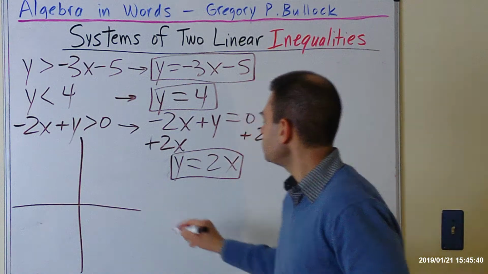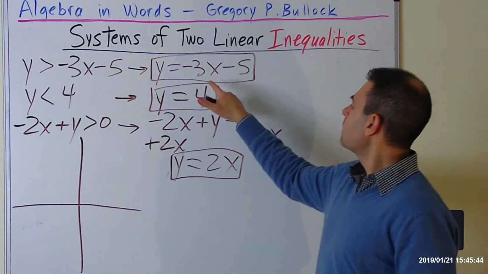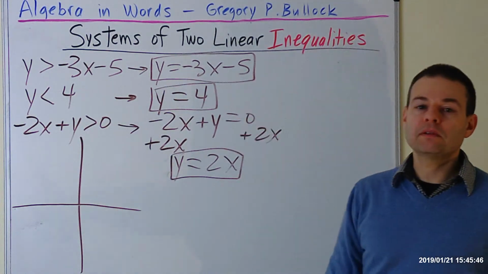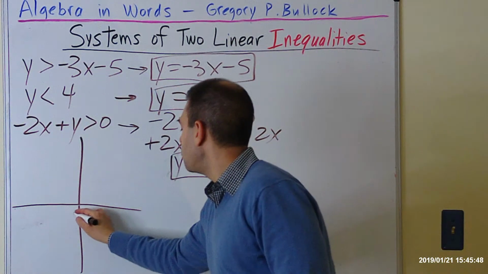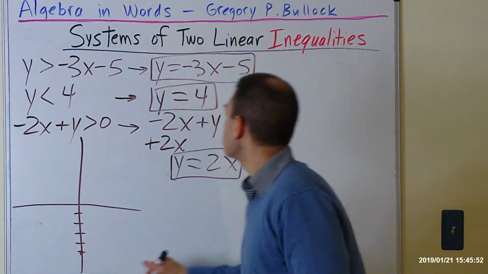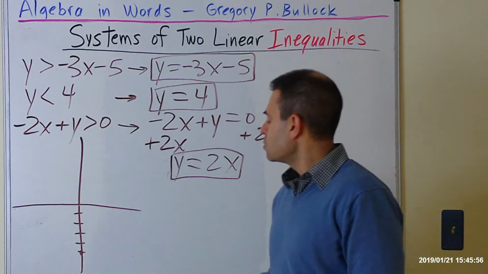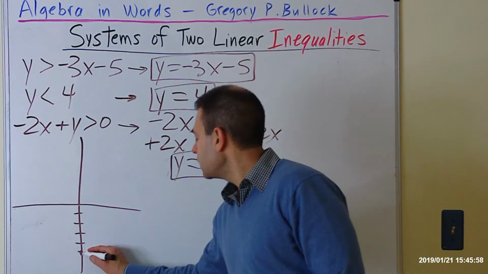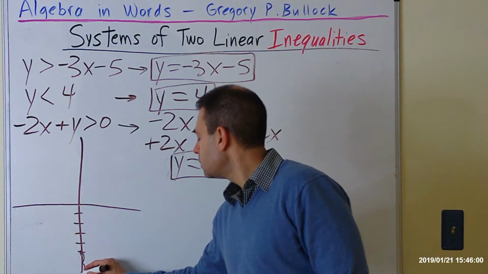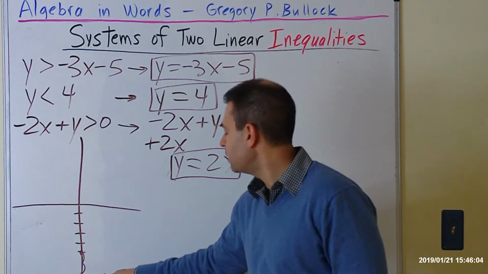And let's start with the top one. I'm going to use brown for that. So starting with the y-intercept, minus 5. Down 1, 2, 3, 4, 5. And the slope is negative 3, or negative 3 over 1. So we could go down 3 and to the right 1. That would give us a point here.